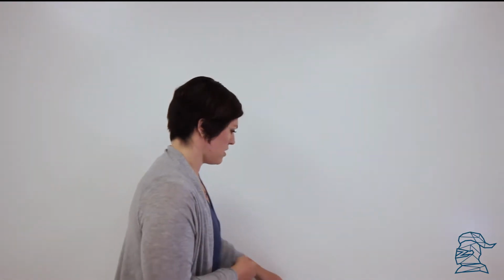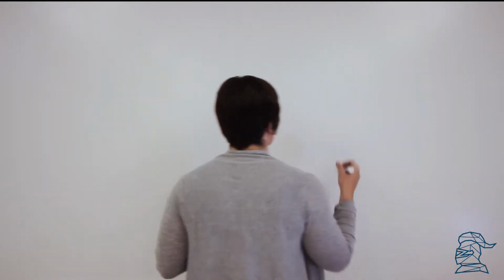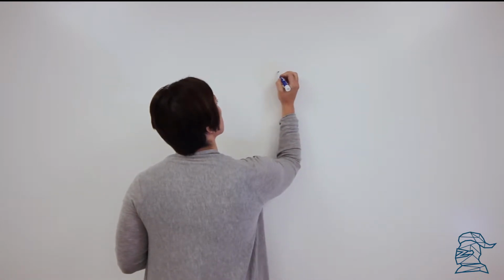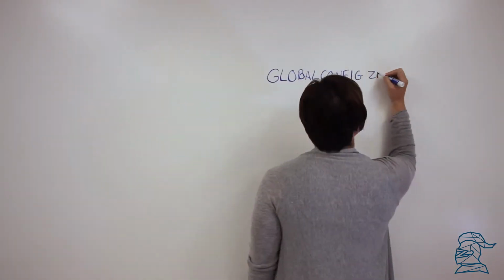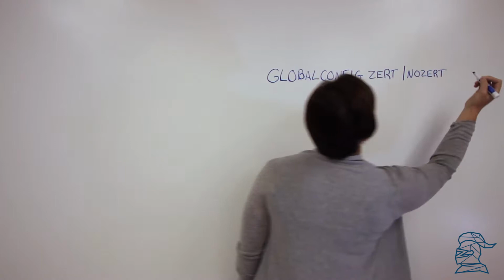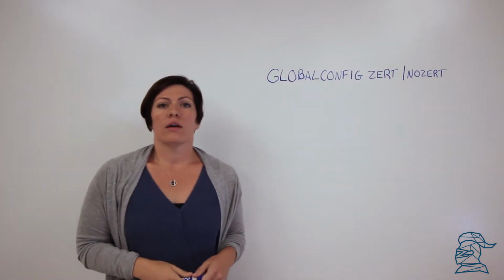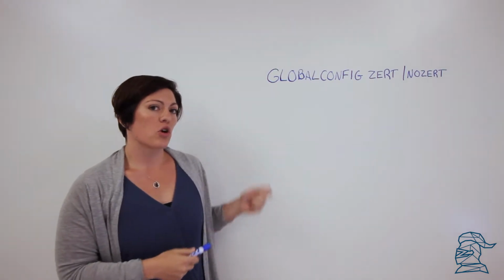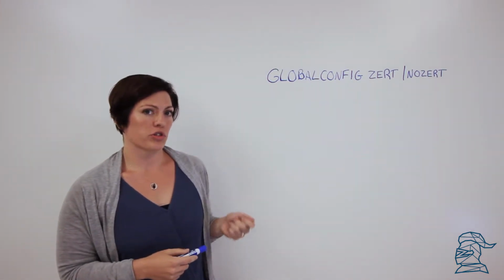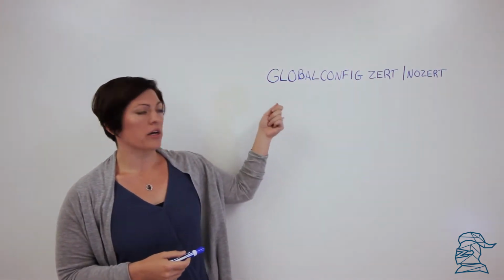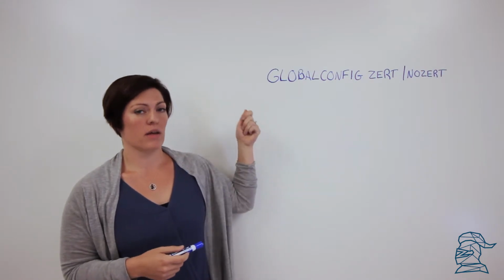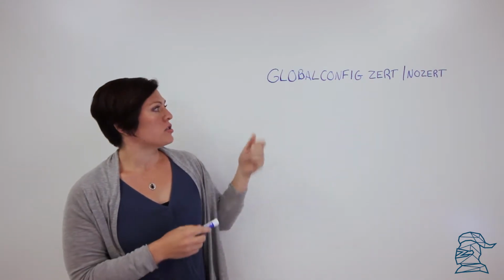First, the first one is GLOBALCONFIG ZERT or NOZERT. This turns on and off the in-memory monitoring. It's off by default though, so if you never set it, zERT won't be enabled.